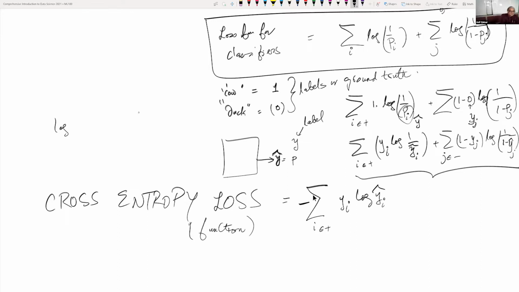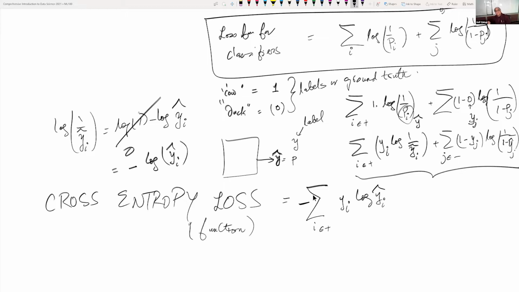See, log of surprise, the surprise, 1 minus yi, the prediction, I can write as log 1 minus log yi hat. Log of 1 is 0, and so this is equal to minus log yi hat. Does this make sense, guys? So in literature, you'll always find it mentioned like this. In your textbook, you'll find it mentioned like this: yj log y, 1 minus y, sorry, 1 minus yj log 1 minus yj hat.